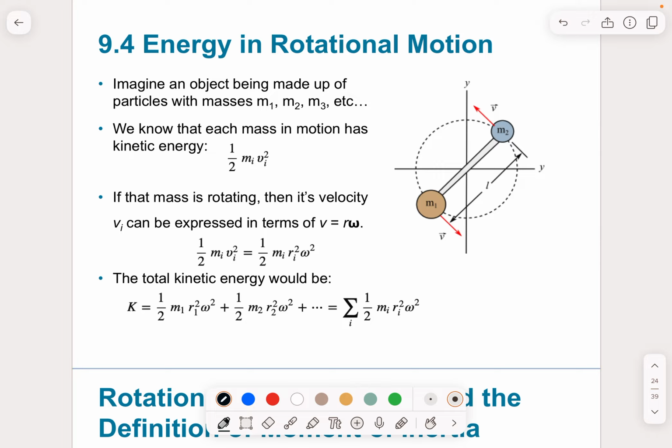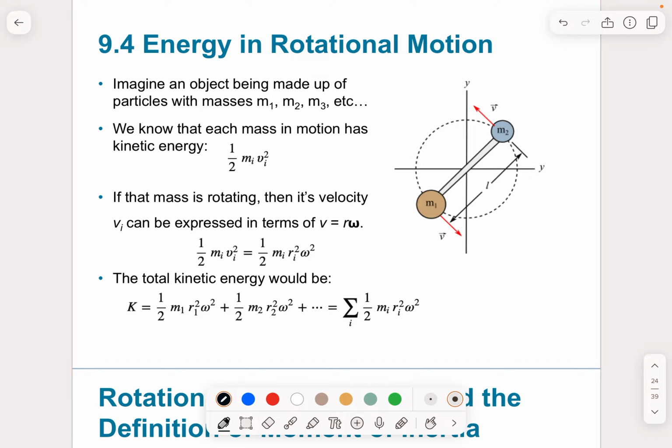So energy and rotational motion, right? It's all going to start with kinetic energy. So let's say we have an object made up of multiple masses. So here's a typical baton, right? A baton is a classic example. A baton is a stick with a ball on either end, okay? And this baton is twirling around. So each ball at the end of the baton is going to be a mass rotating, right? And so each one is going to have a kinetic energy equal to 1/2 mv squared.